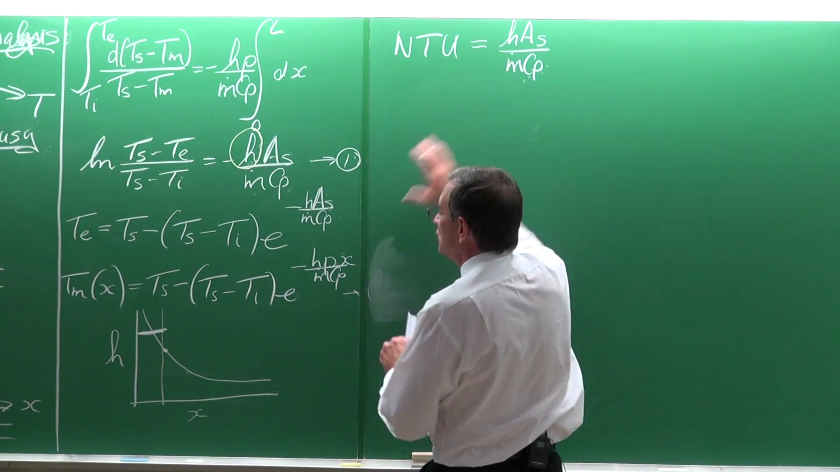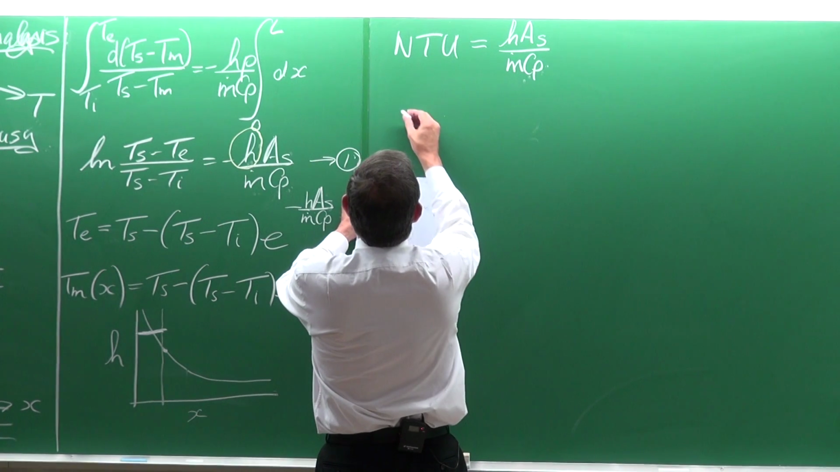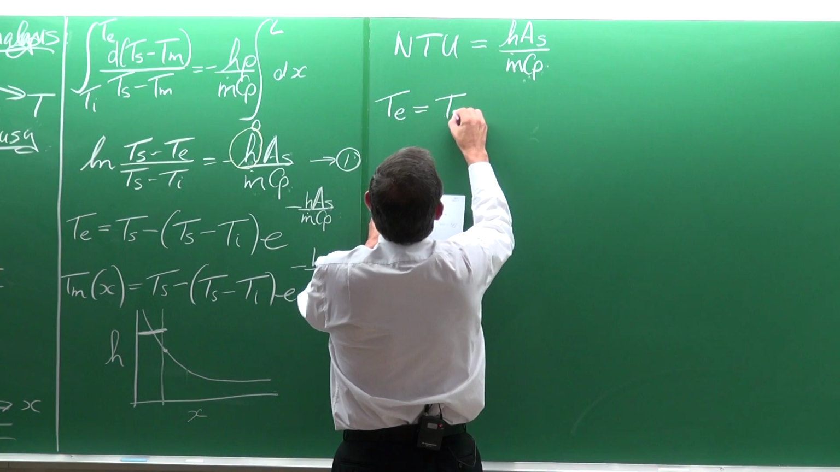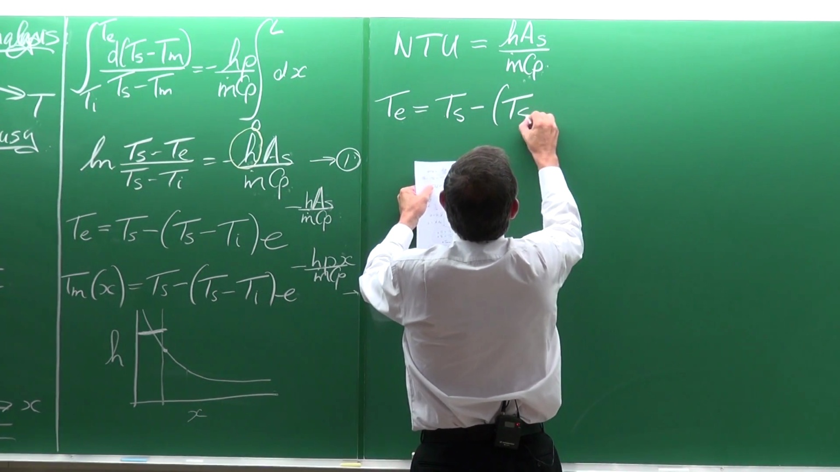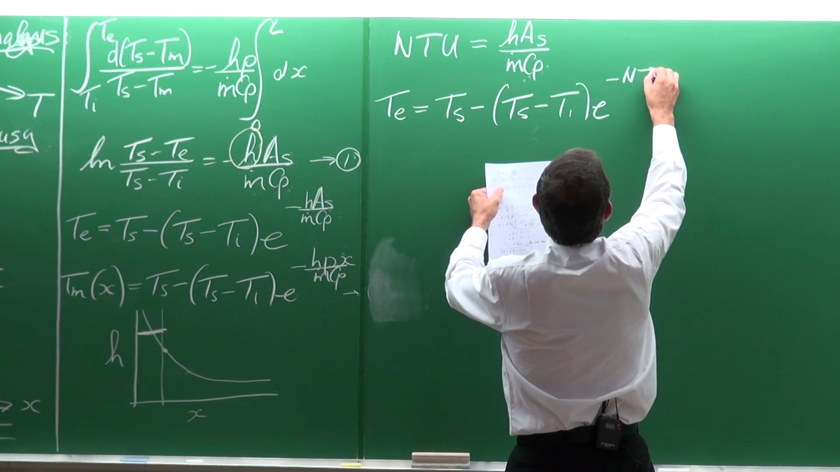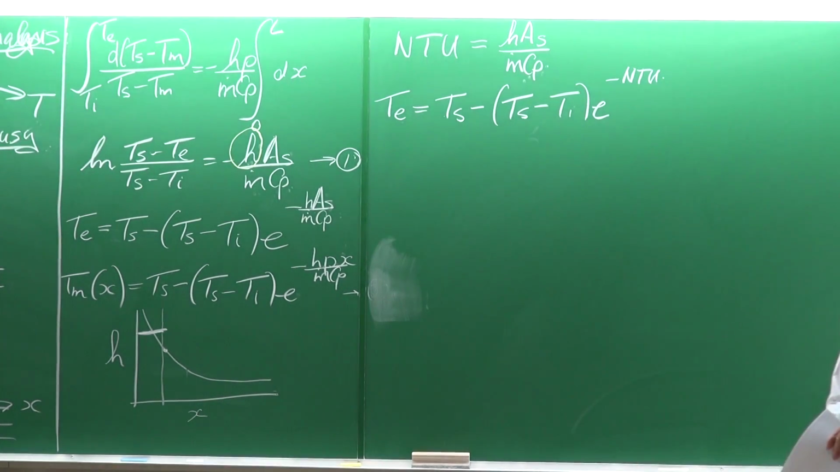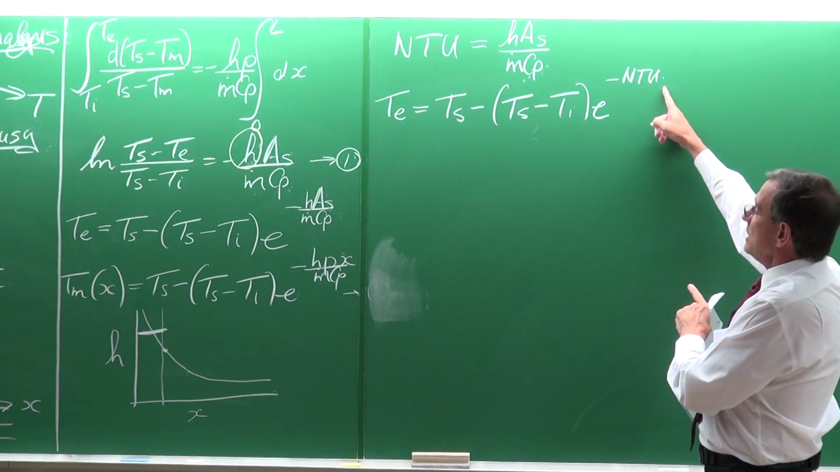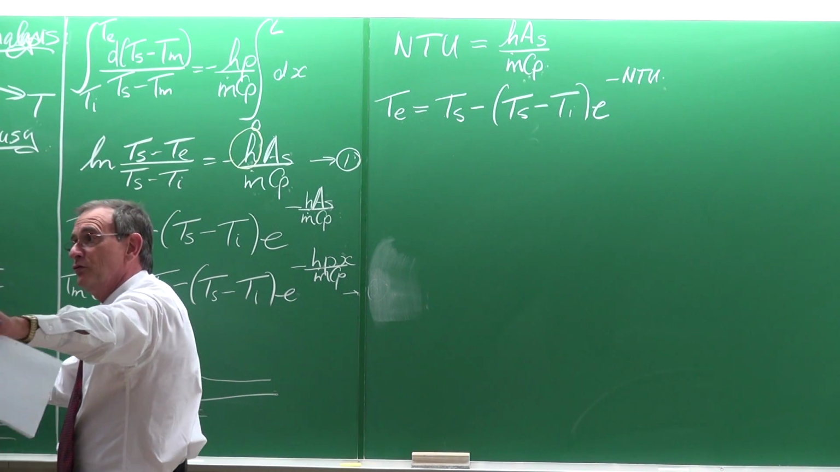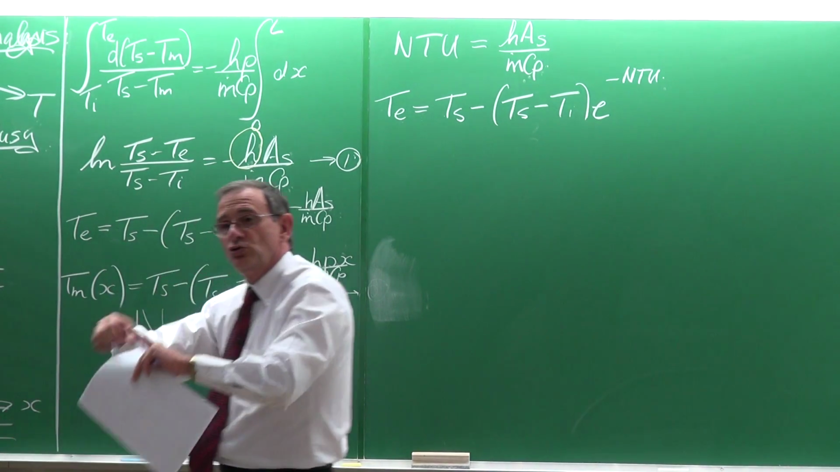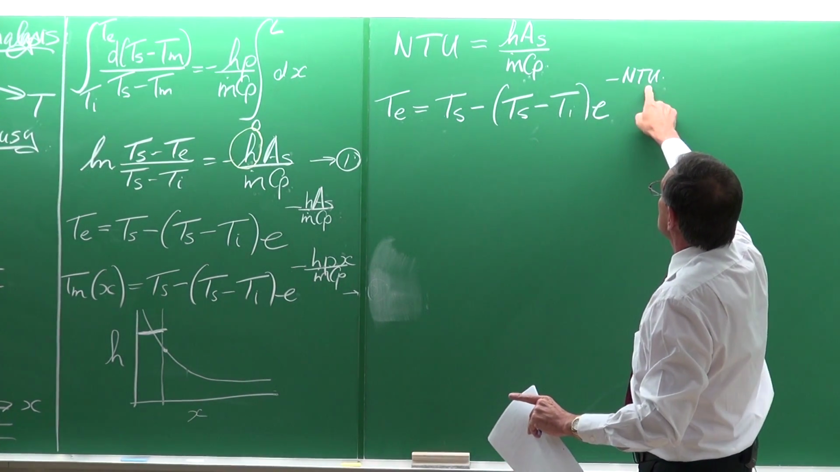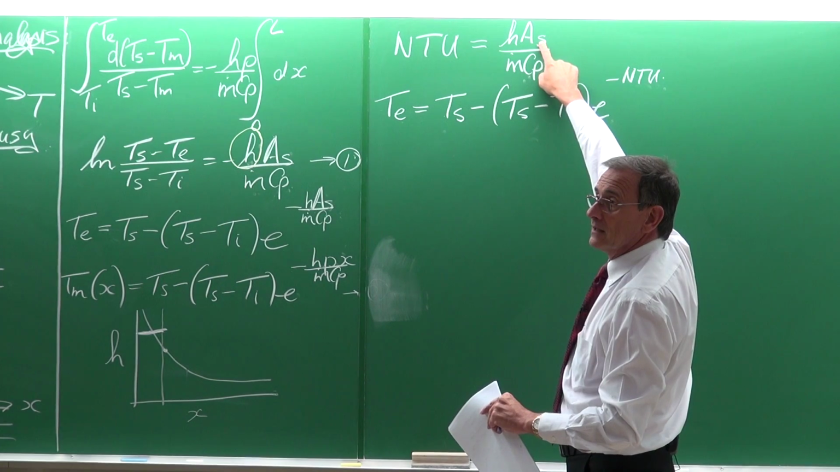have this as a definition, then obviously these two equations can be written as the outlet temperature is equal to the surface temperature minus (Ts minus Ti) e to the minus NTU. And if you now imagine the total length L, the total length of the tube, then you're going to use the total surface area to calculate the outlet temperature. And in this, obviously, you're going to use that surface area there.